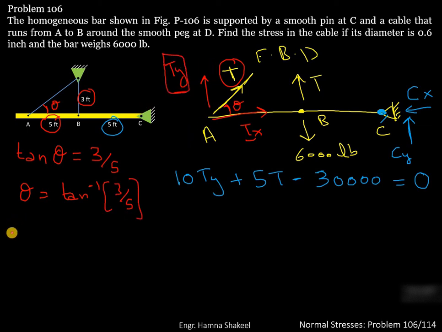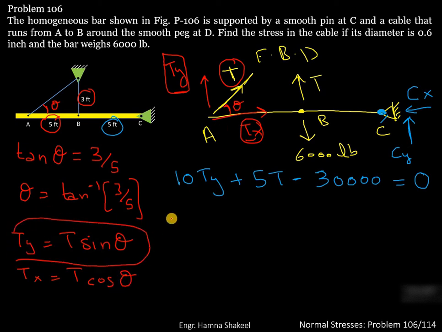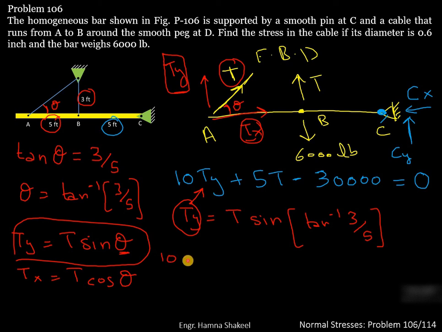So this Ty is equal to T sine of theta, and this Tx is equal to T cos of theta. We only need to find the value for Ty. So you can write that Ty is equal to T sine, and instead of theta you can write tangent inverse 3 by 5. So plug in the value of Ty in this equation. It will become 10 T sine of tangent inverse 3 by 5 plus 5T minus 30,000 equal to 0.